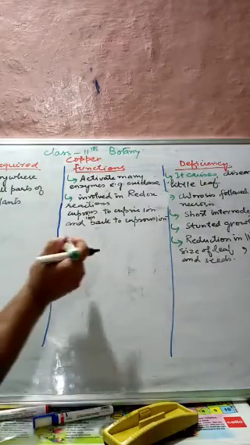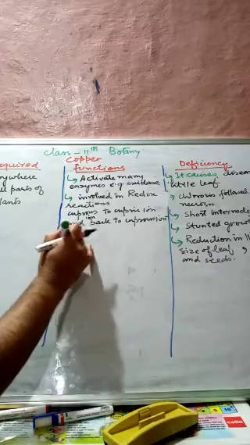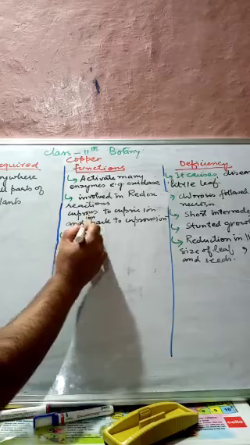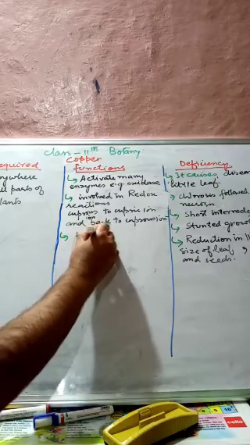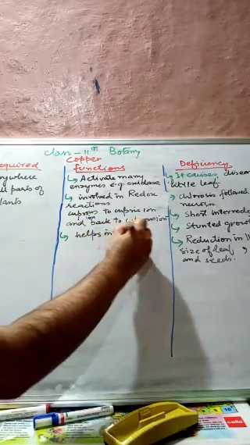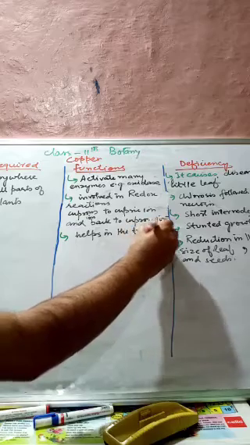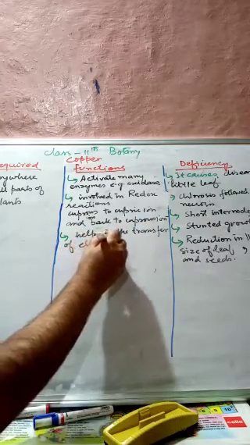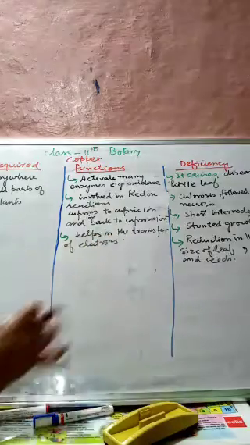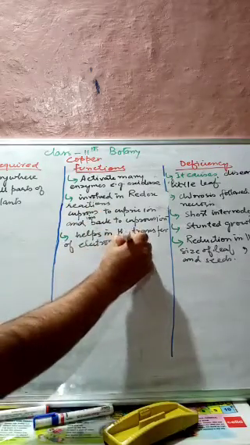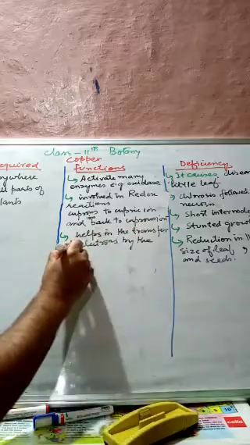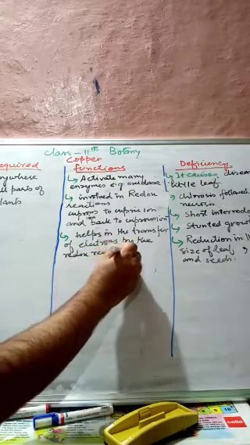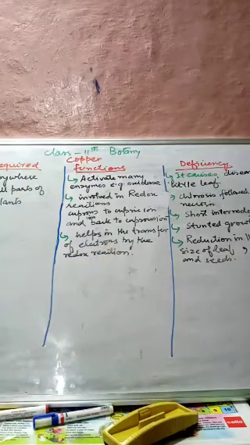One more thing we see: it plays an important role, or it helps, in the transfer of electrons by this redox reaction. जो भी रिडॉक्स रिएक्शन होती है वहां पर हम क्या देखते हैं कि ट्रांसफर ऑफ इलेक्ट्रॉन्स भी हो जाता है.